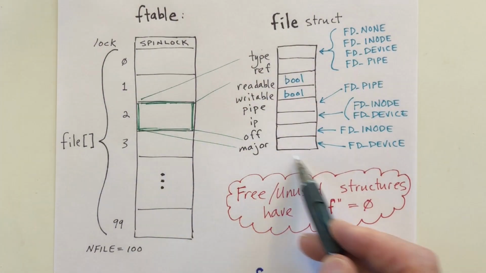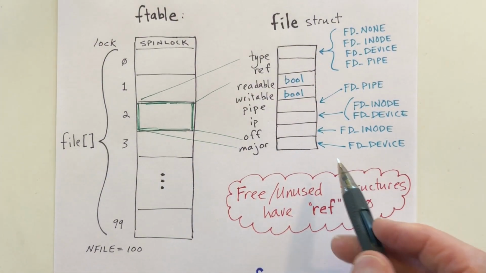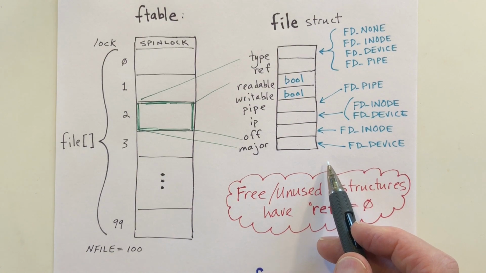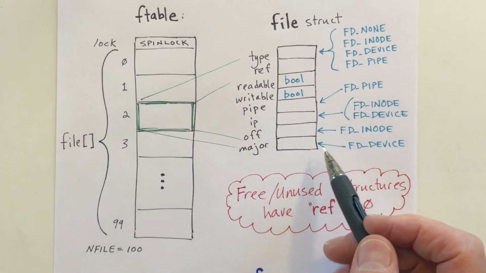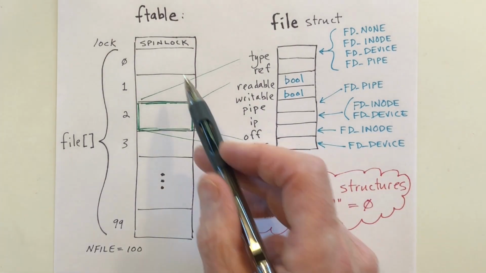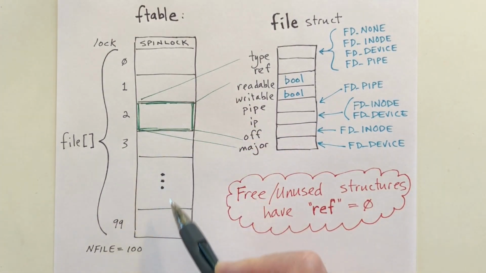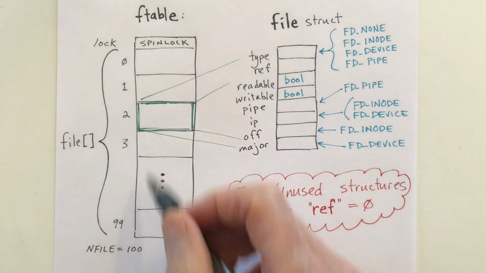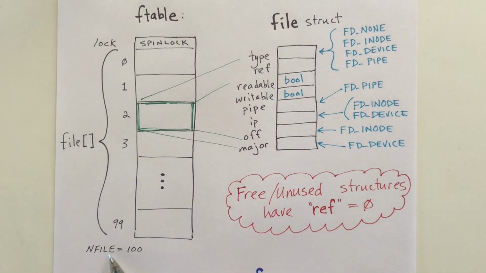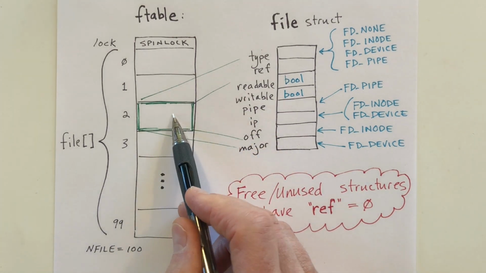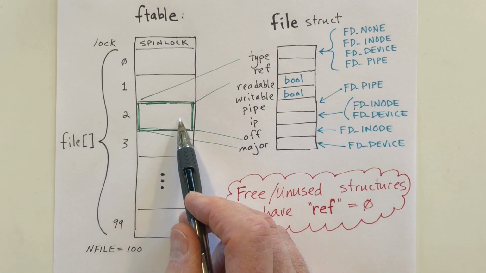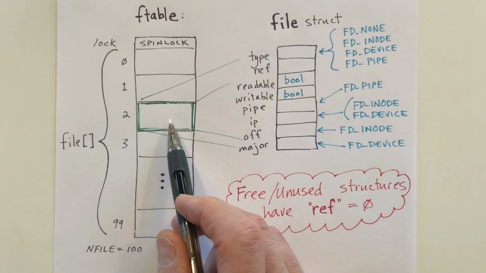File structures are a critical kernel resource, so next we need to look at how this resource is managed by the kernel. There are a fixed number of file structures that are allocated at startup time, and they are kept in an array shown here. This array has size 100. The exact size is determined by this constant in file.h. Every structure in this array is either in use or is free and available for future use.